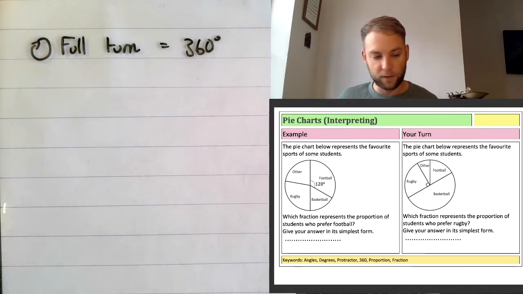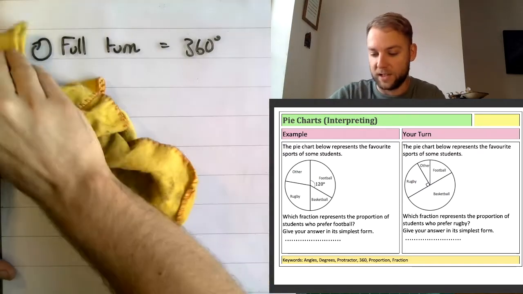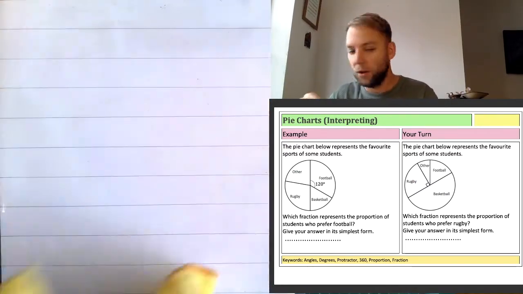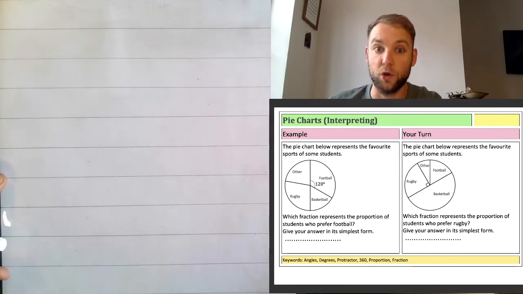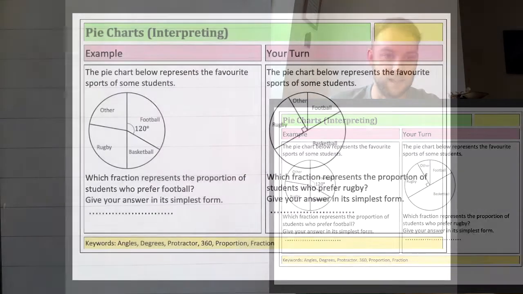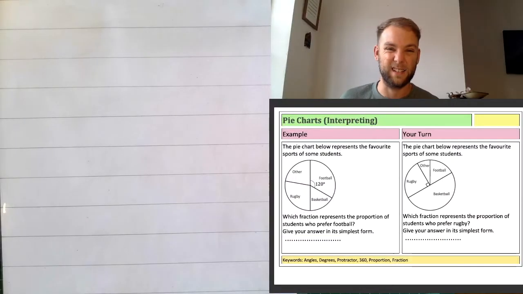Okay, so the first thing we're going to be looking at is these questions here. We're just going to be looking at the proportion of the students who prefer things. So let's make it big so you can have a little look at it. Remember to make sure you get it in your notes. The only way to learn maths is to do it. Which fraction represents the proportion of students who prefer football? Give your answer in its simplest form. So this is quite straightforward to get us started, okay?